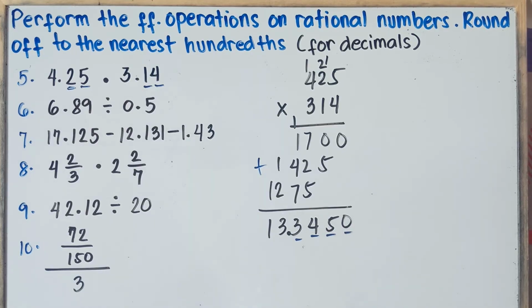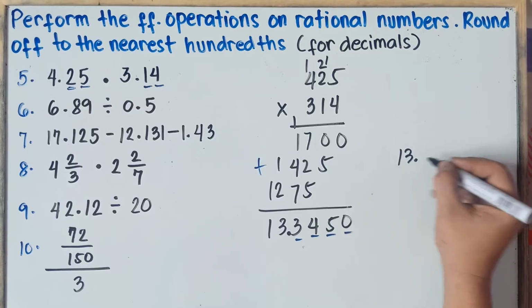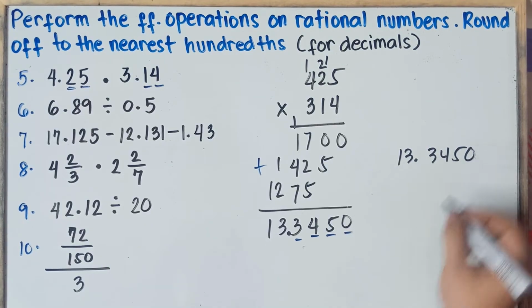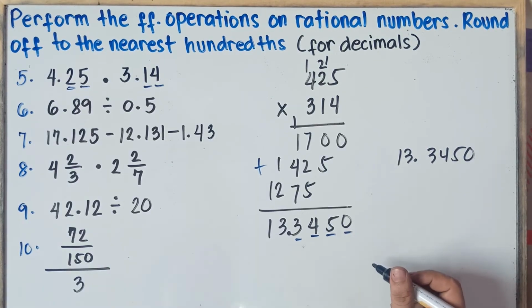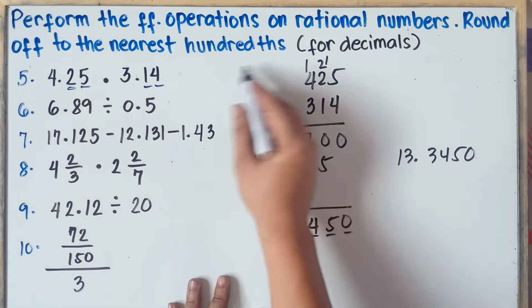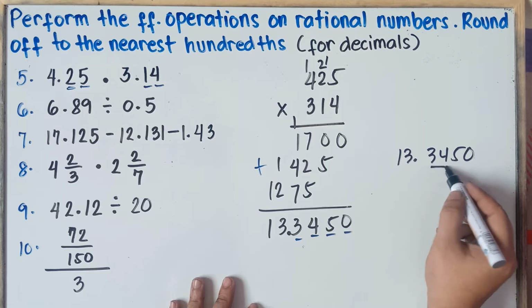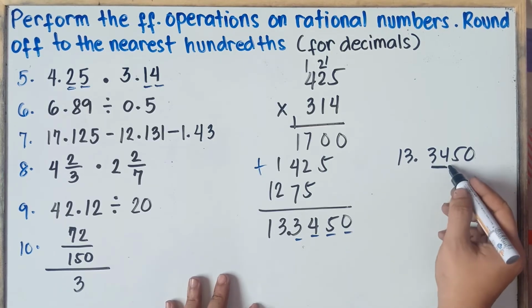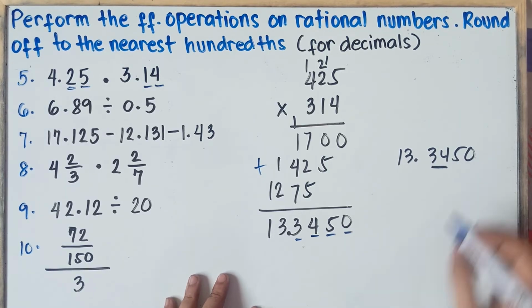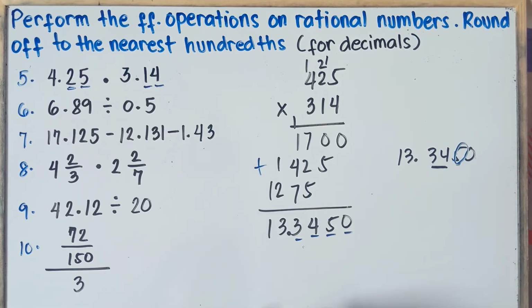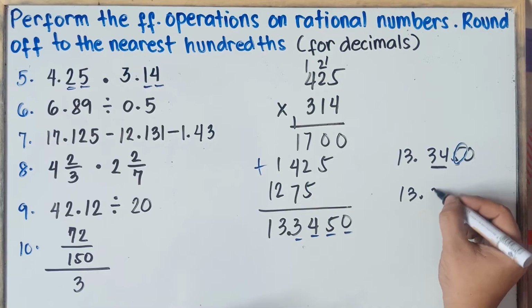Alright, so therefore, our answer is 13.3450. Once again, we're told to round off our answer to the nearest hundredths. So we need to have 2 decimal places. So this is 3, 4. After 4, that's 5. Therefore, we need to round up. This will be 13.35.